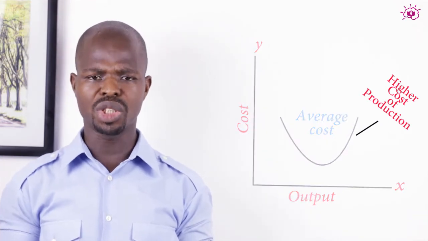That makes it U-shaped. Another formula we can use to calculate average cost is AFC, which is average fixed cost, plus AVC, average variable cost. That's it on average cost.